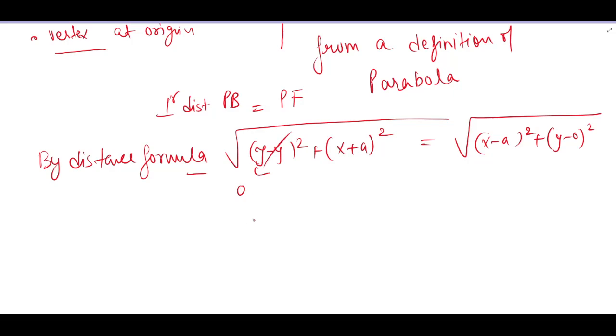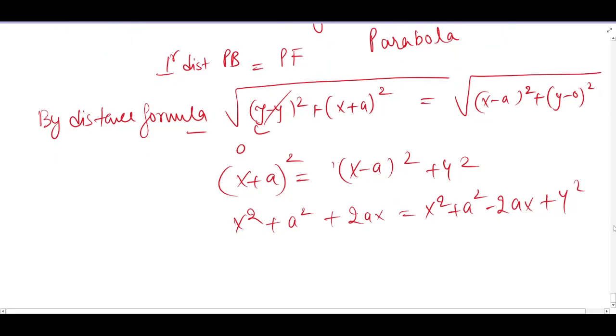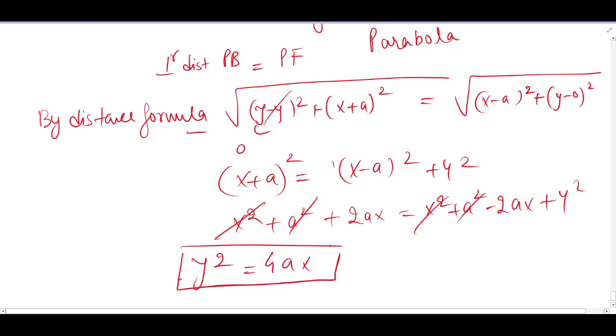So this will become 0, and x plus a is equal to root of x minus a whole square plus y square. Squaring, x square plus 2ax is equal to x square plus a square minus 2ax plus y square. So we get y square is equal to 4ax. So this is the equation of parabola where a is greater than 0.